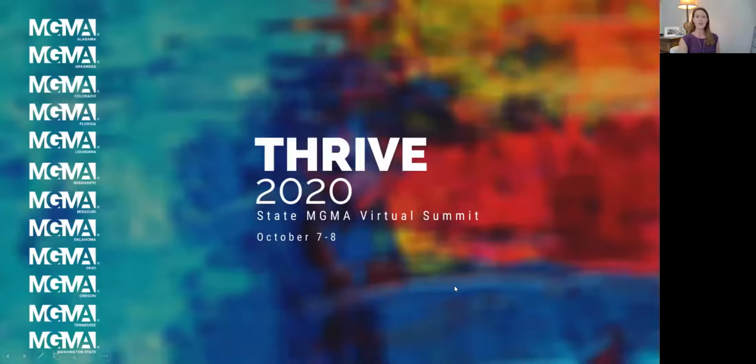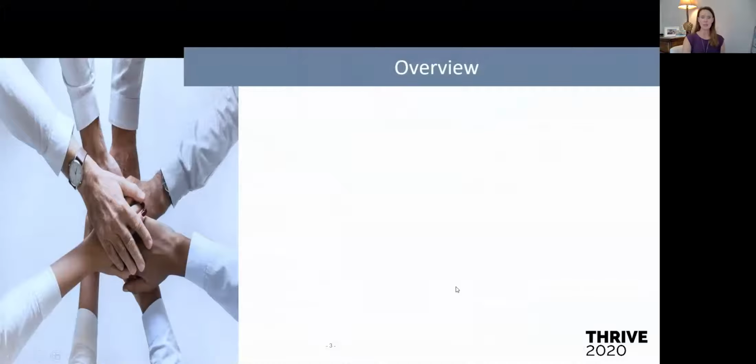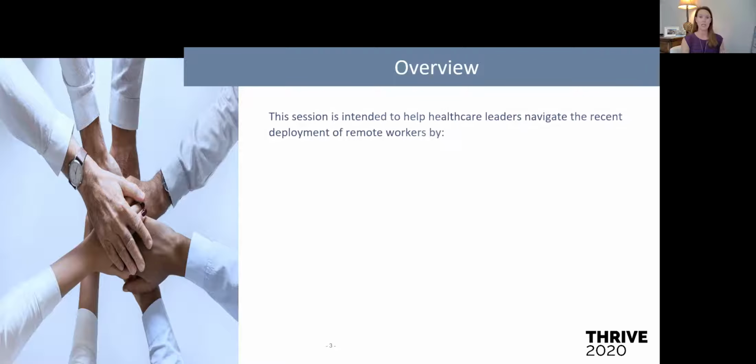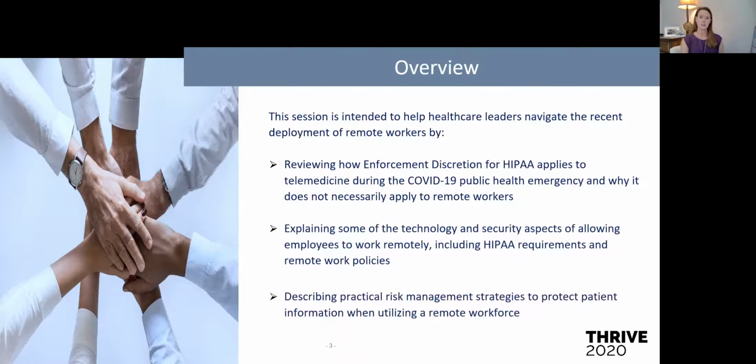So we are going to be talking about, like I said, security of protected health information when you are utilizing remote workers. In this session, what I really want to do is focus on the HIPAA aspects. And since we have had enforcement discretion for telehealth, I think there's been a little bit of confusion about what that covers. So I want to go over what the enforcement discretion covers, what it doesn't cover, and then how you can apply that within your practice.